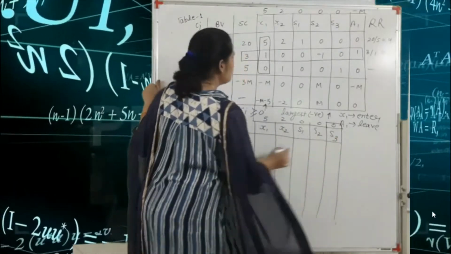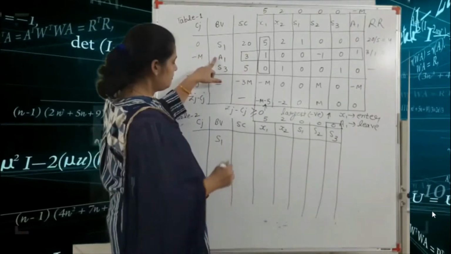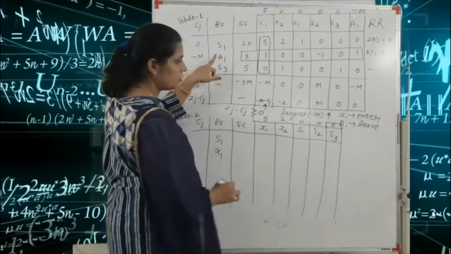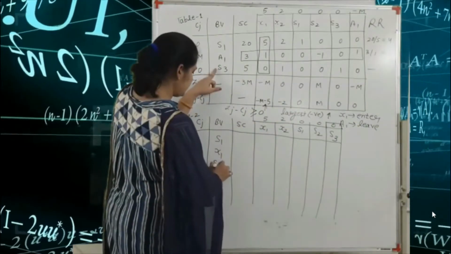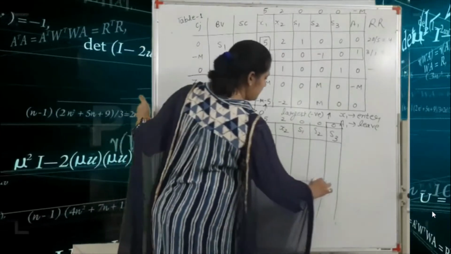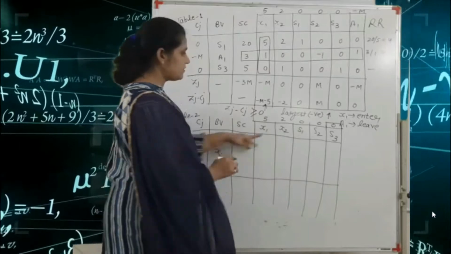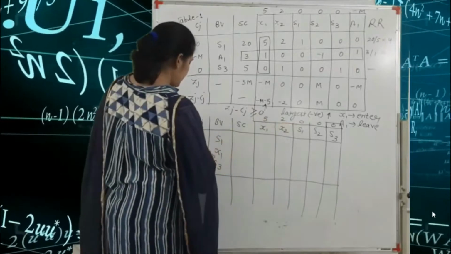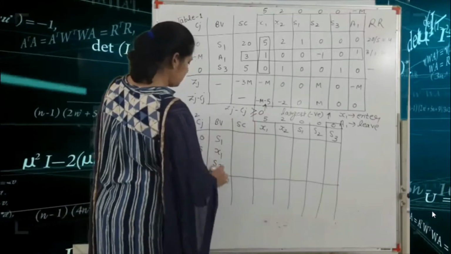So we write here S1 as it is, but in the place of A1, we write X1, because the X1 variable is entering and A1 is leaving. And here we write S3. Next we write the coefficients according to this. So the coefficient of S1 is 0, the coefficient of X1 is 5, and the coefficient of S3 is 0.